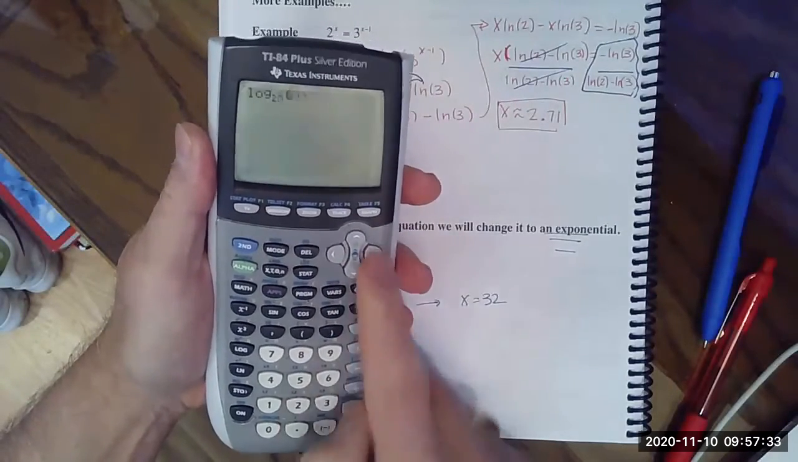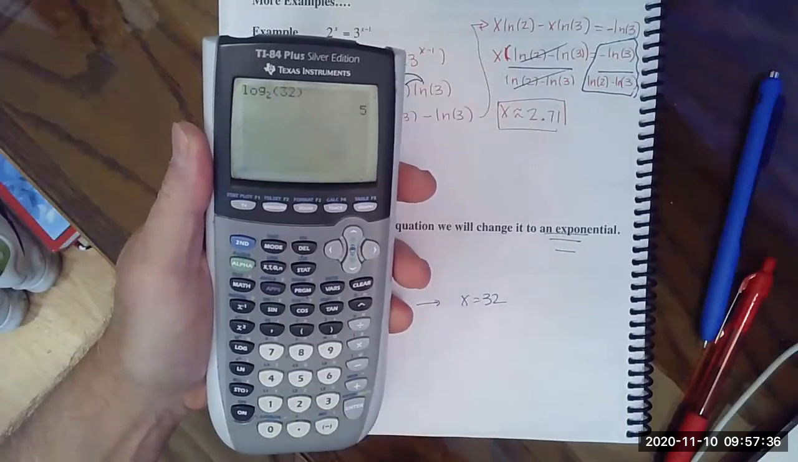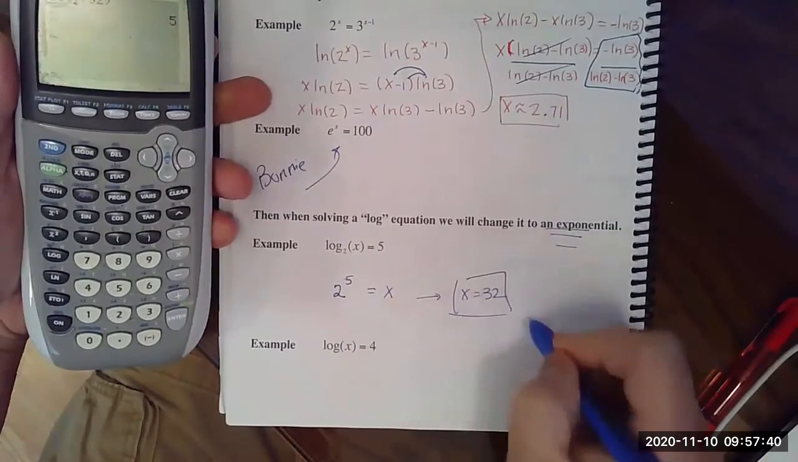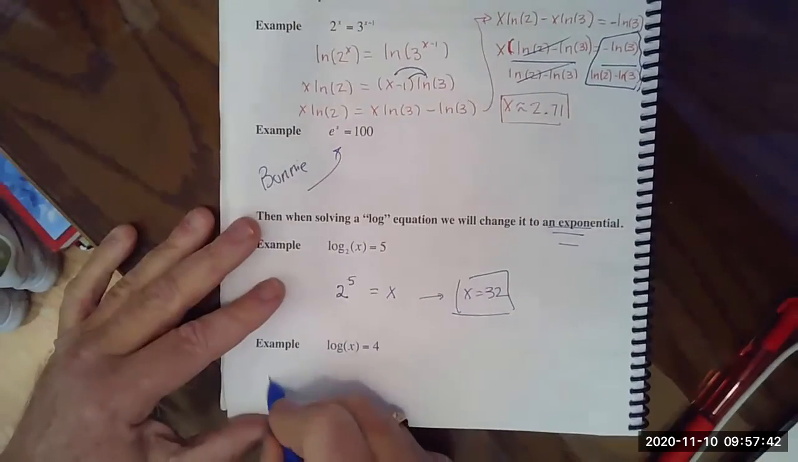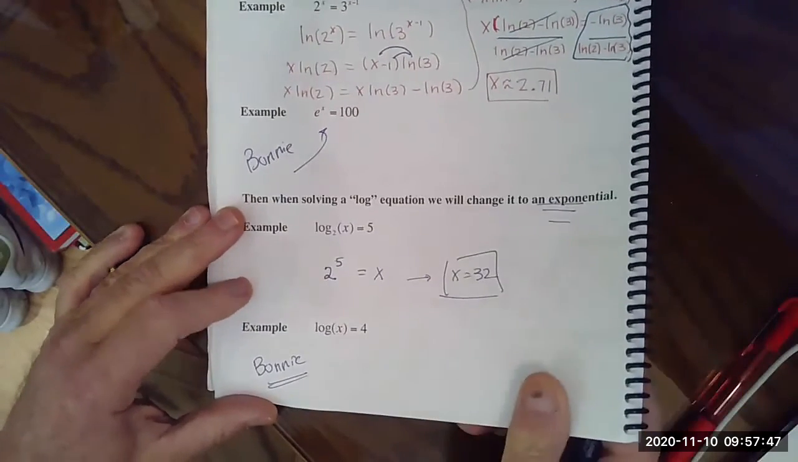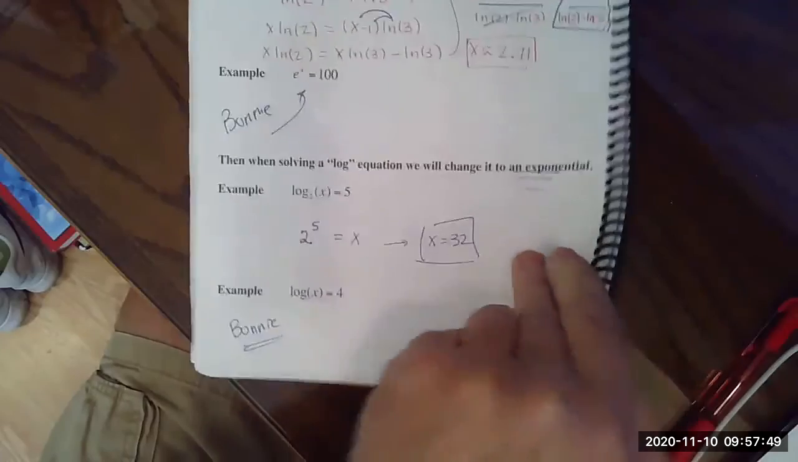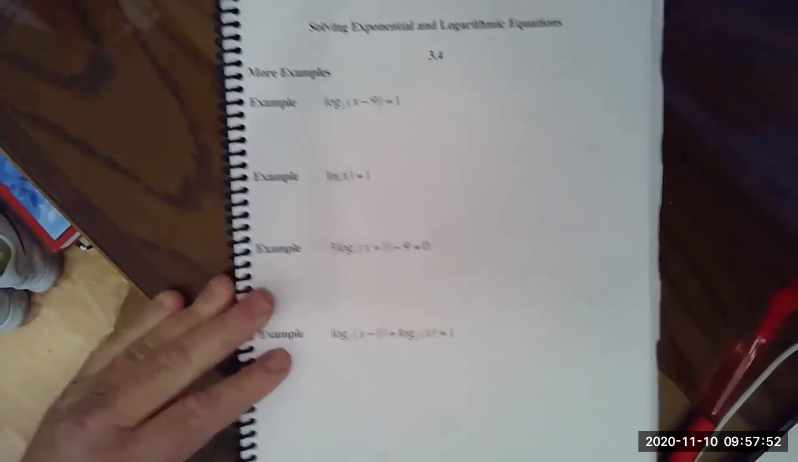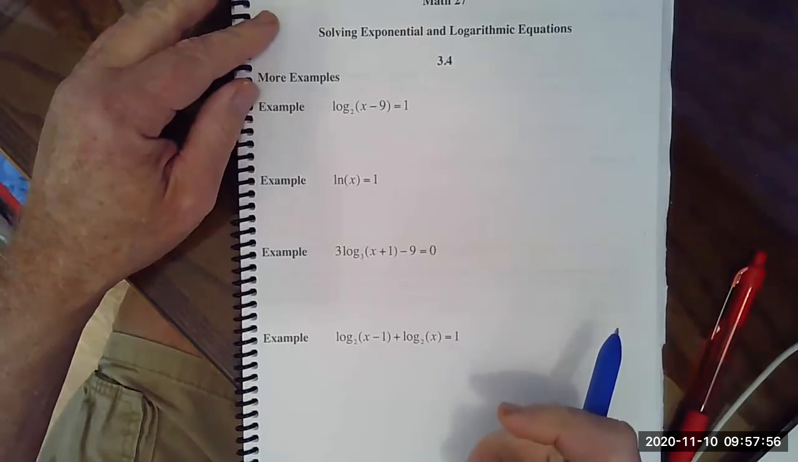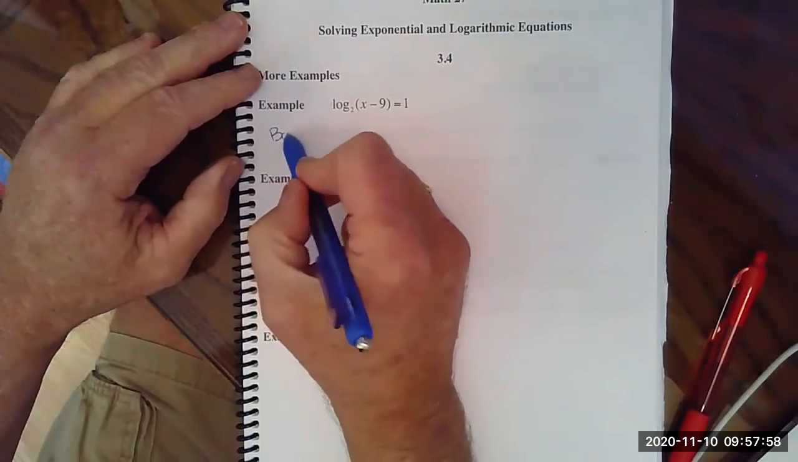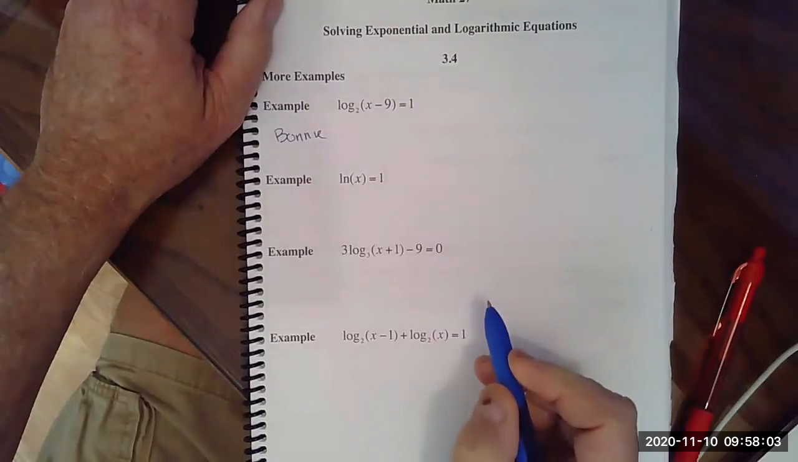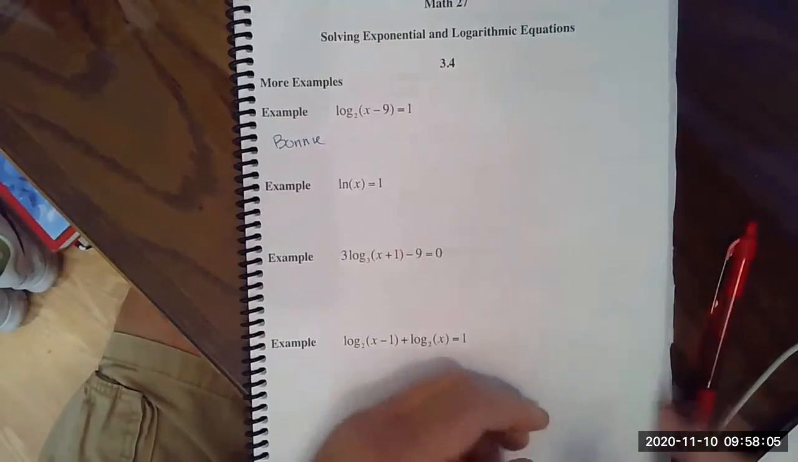Log base 2 of 32. Yep, gives me 5. Check. Bonnie, you can do this one. Same idea. Okay, let's see. Bonnie, you can do this one. Let's see what the other ones are on that backside.